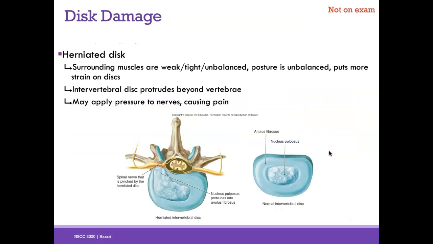A herniated disc is also another common disorder that's technically a joint. That's where the intervertebral discs protrude beyond the vertebrae. This might apply pressure to the nerves, which causes intense pain. And when your muscles are weak, or your posture is unbalanced, you just continue to put more and more strain on your discs. This might have to be surgically intervened with.